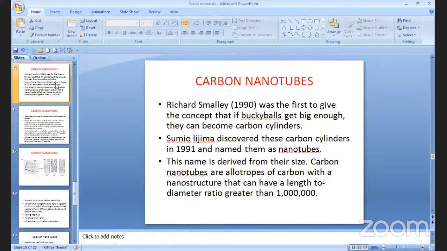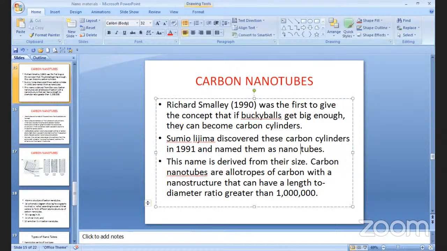So if you go for carbon nanotubes, in the year 1990, the scientist Richard Smalley was the first to give the concept that when buckyballs get big enough, they can become carbon cylinders. Then in the year 1991, the scientist Sumio discovered these carbon cylinders, and he named them nanotubes.